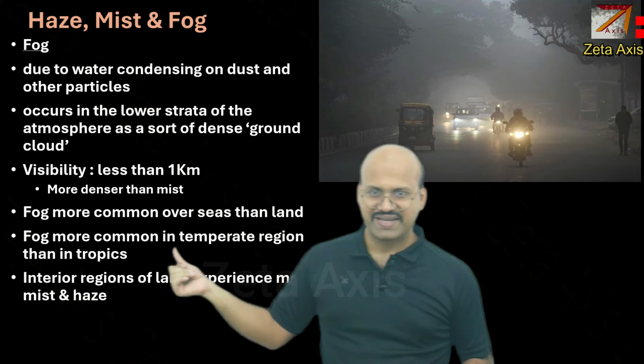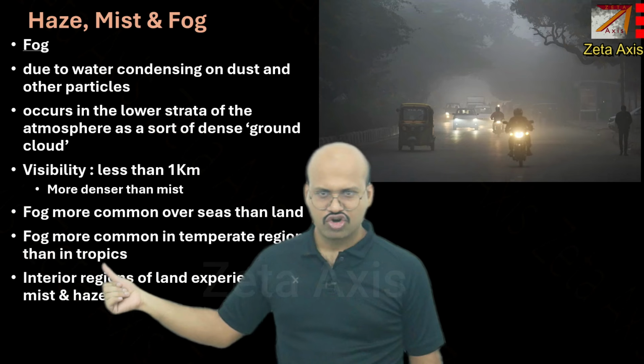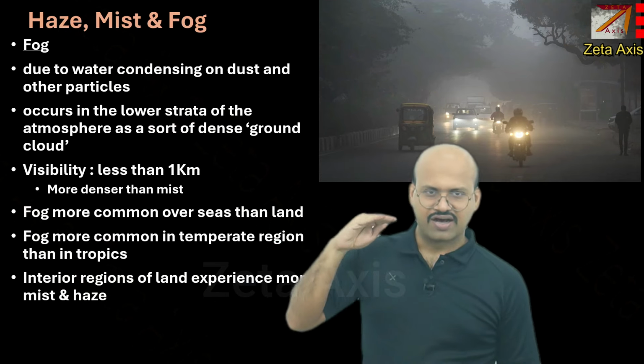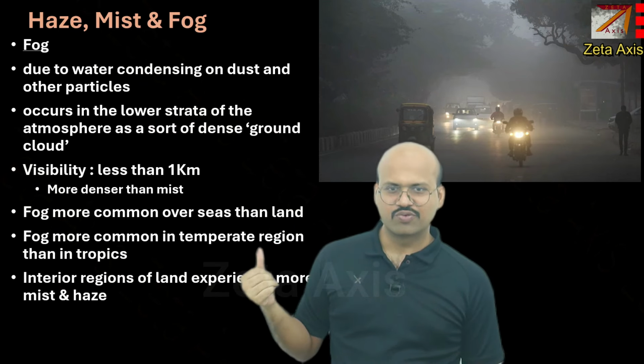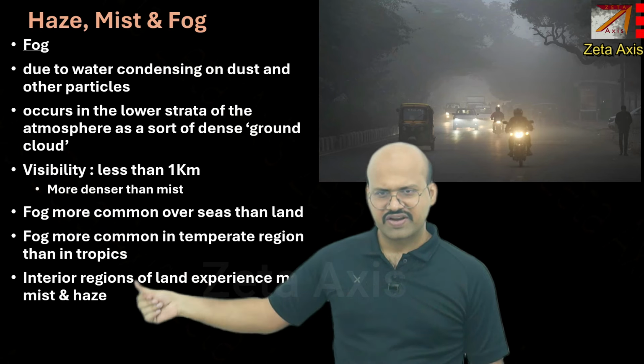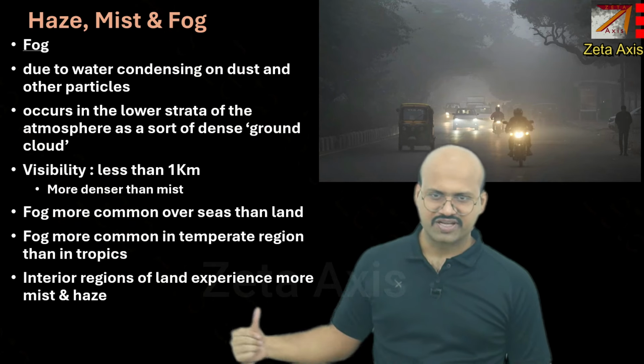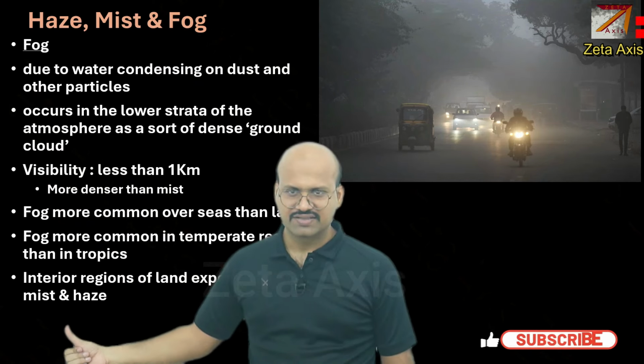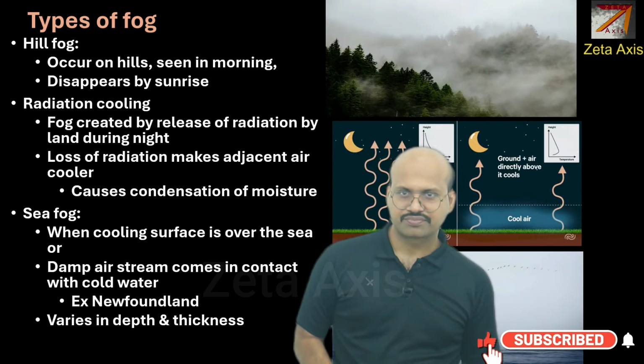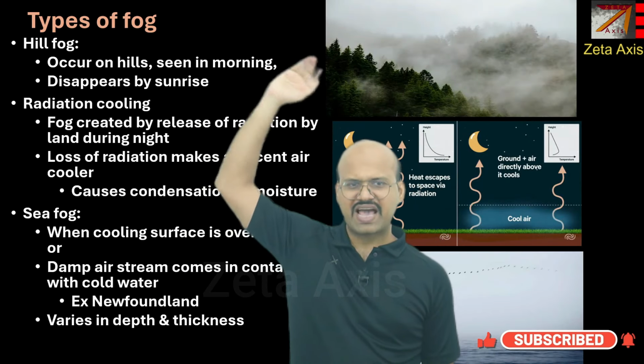Fog is more common in the temperate region than in the tropics. Obviously, the temperature is lower in the temperate region, therefore it is more common there. In fact, interior regions of land also experience more mist and haze compared to fog. Now, there are different types of fog.